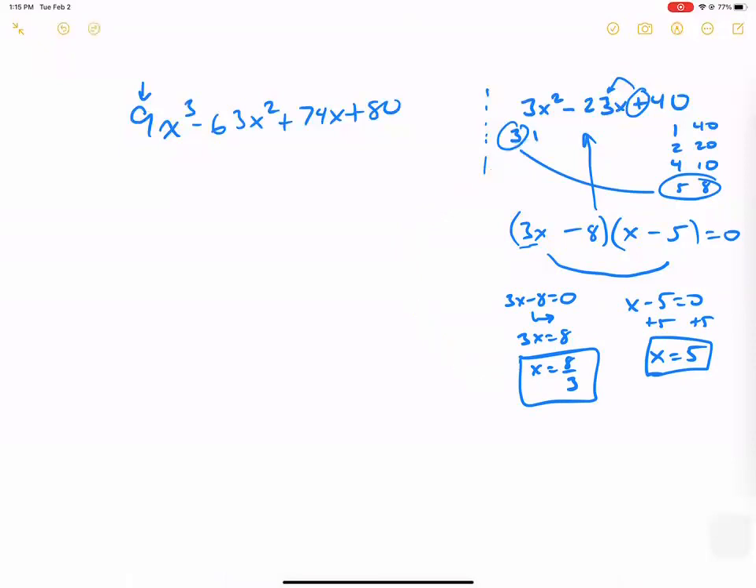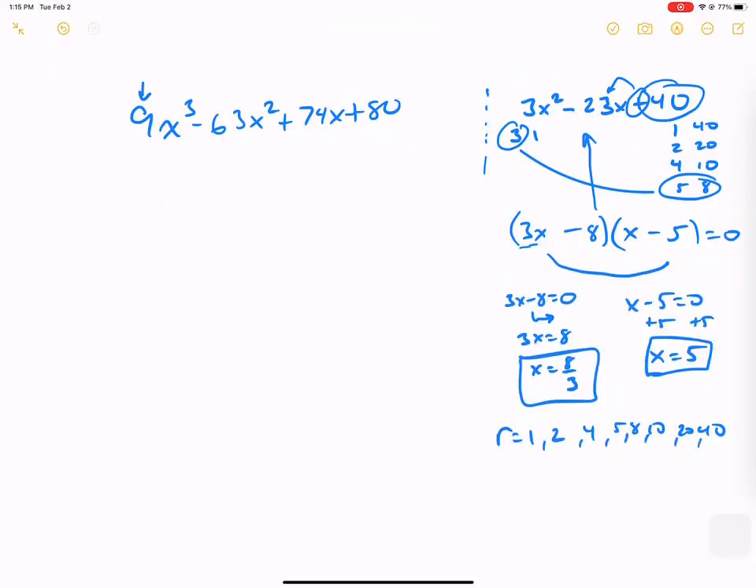Okay, so we're going to take this right now, and I want to have you guys look at the possible roots for this. If I wanted to use synthetic division to divide 3x squared minus 23x plus 40, what are our possible r values? Well, looking at the last term, r is 1 times 40, 2 times 20, 4 times 10, and 5 times 8. And this is what we did before to find our possible r values. These are not the roots, these are just the possibles.